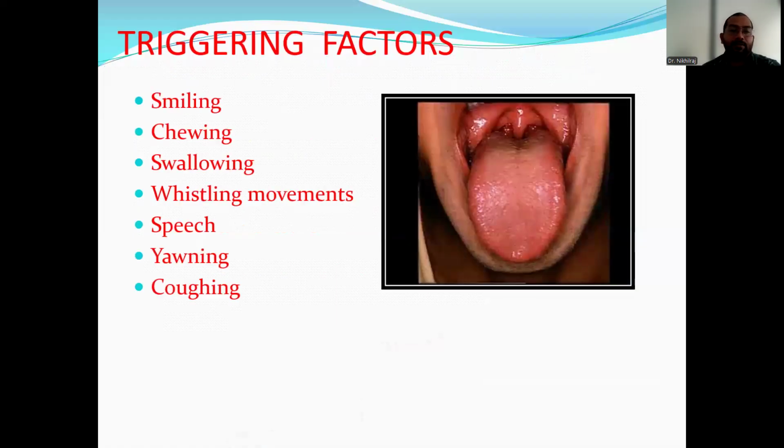What are the triggering factors? Smiling, chewing, swallowing, whistling, speech, yawning, and coughing.